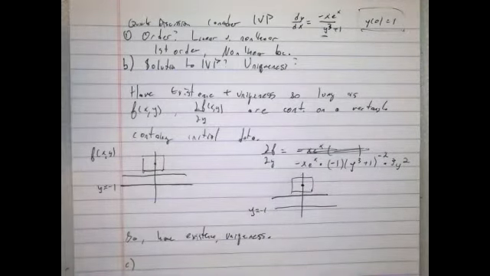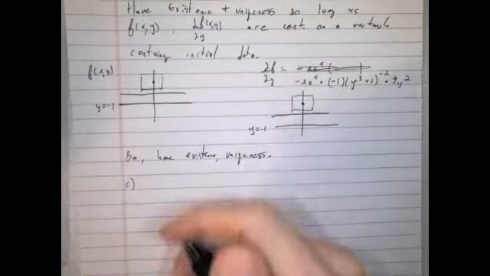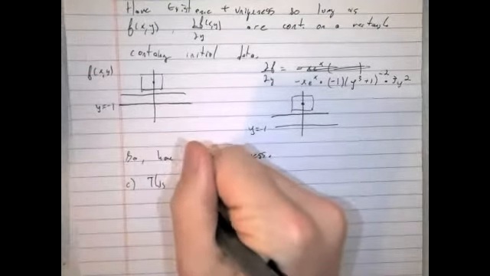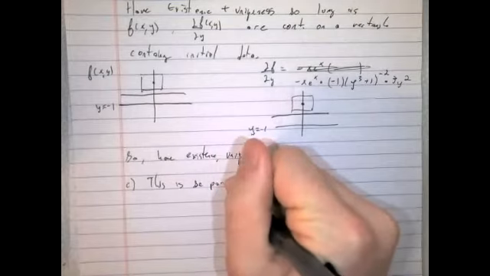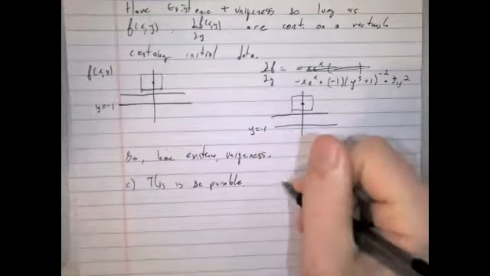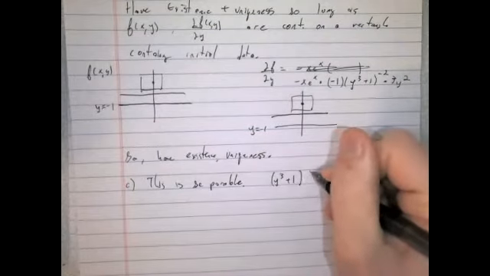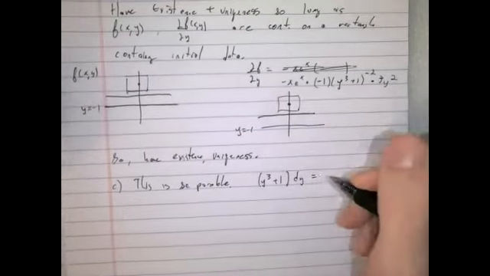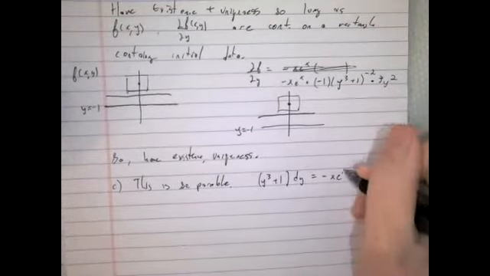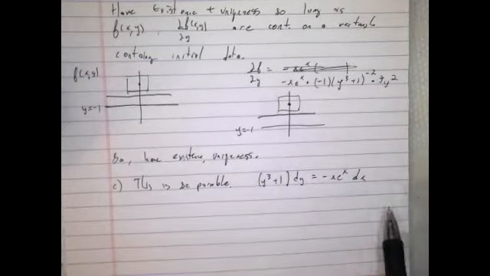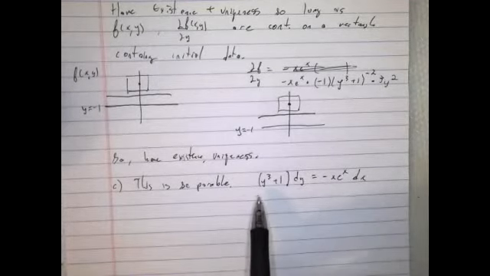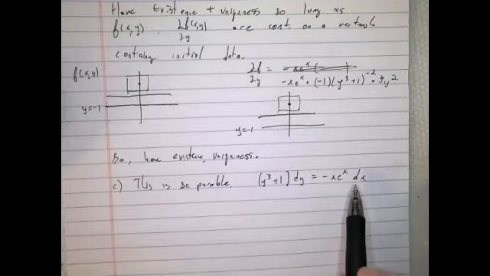Separate and integrate both sides. Exactly. This is separable. In particular, we'll get (y cubed plus 1) dy being equal to negative x e to the x dx. We're going to integrate both sides, this side with respect to y and this side with respect to x.